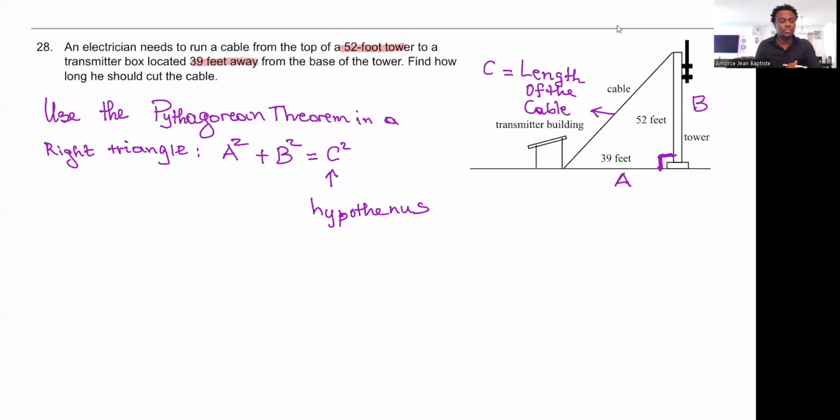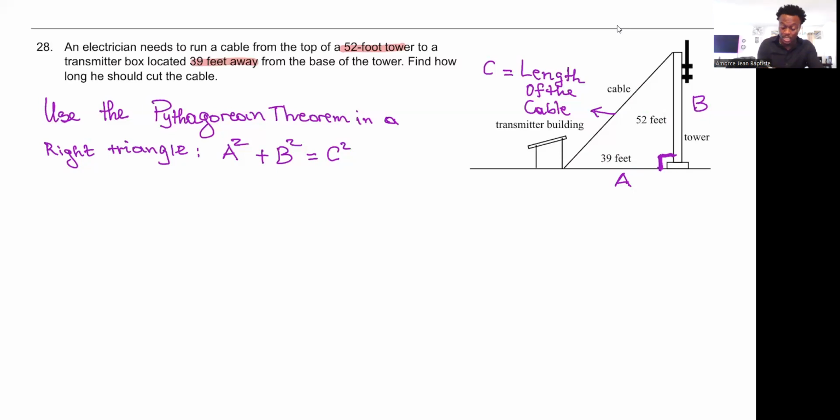And then we also see that we need to find the length of the cable. That means how long should the cable be? So we know what A is. A equals 39 feet. And then B equals 52 feet.